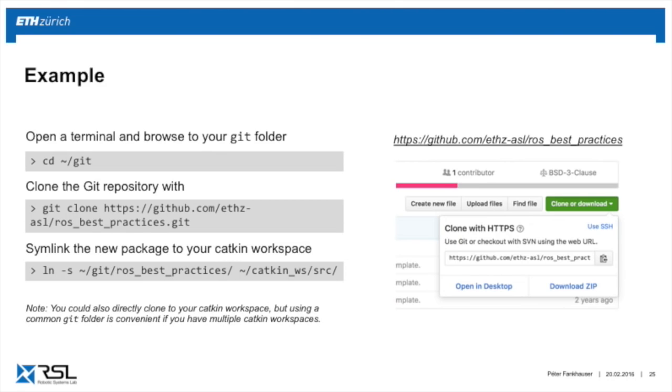Now to symlink it, you would type in ln -s to create a symbolic link and then tell it from where to where. So in this case, you would say in the Git folder, the ROS best practices, you want to link into your Catkin source folder. Okay, now after symlinking, you should see in your Catkin/source a folder, the ROS best practices folder.